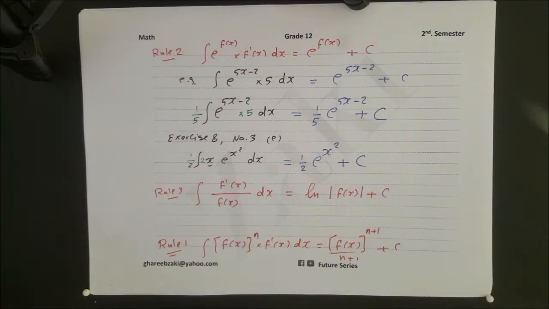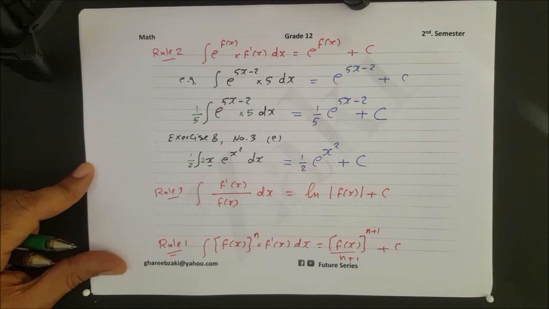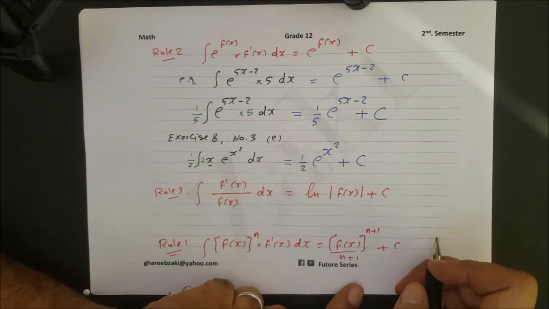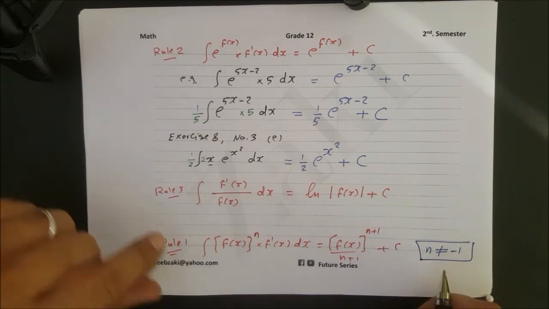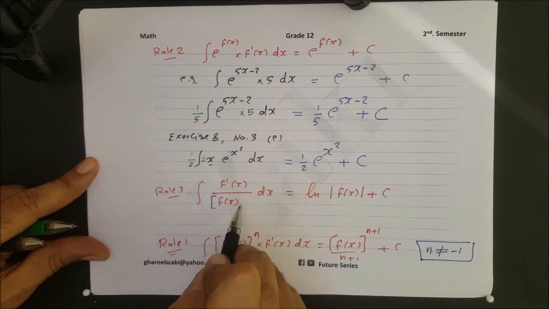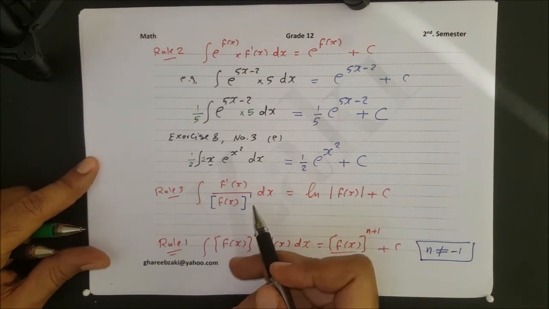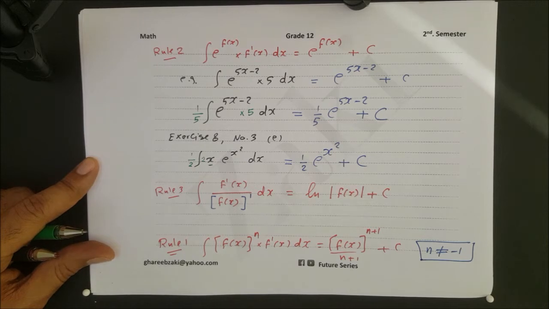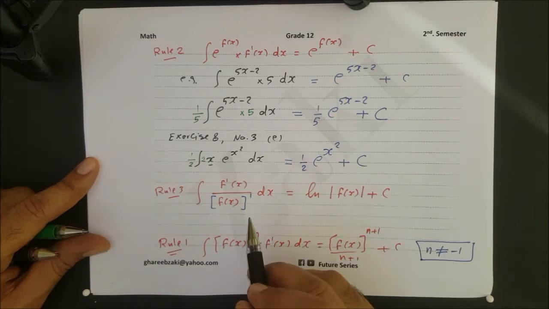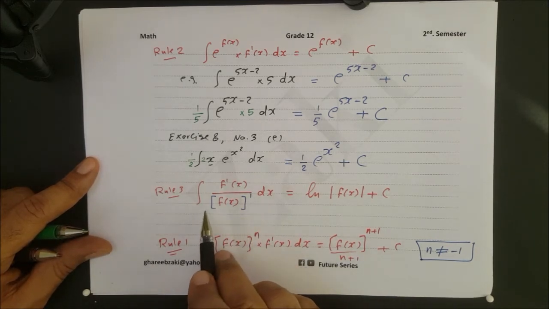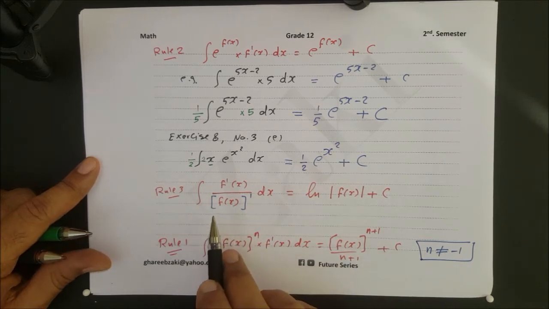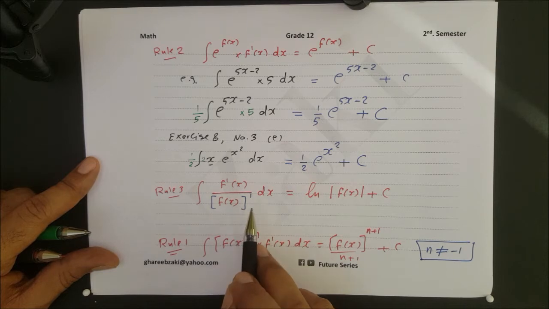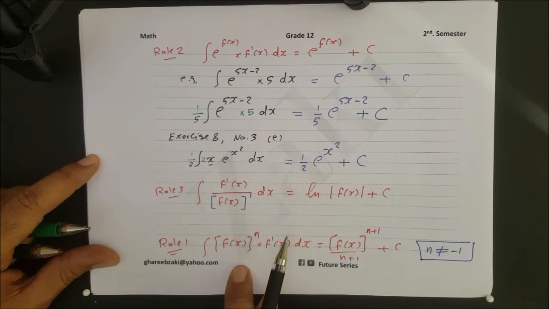What is the difference between rule number 3 and rule number 1? Here we have to put a very important condition: n not equal negative 1. So, if the power of the denominator is 1, it means no power, we apply rule number 3. If the power is not equal 1, we apply rule number 1. Again, we apply rule number 3 if the denominator has power 1, if no power in the denominator. But if there is any power down, not equal 1, we shift it up and we apply rule number 1.